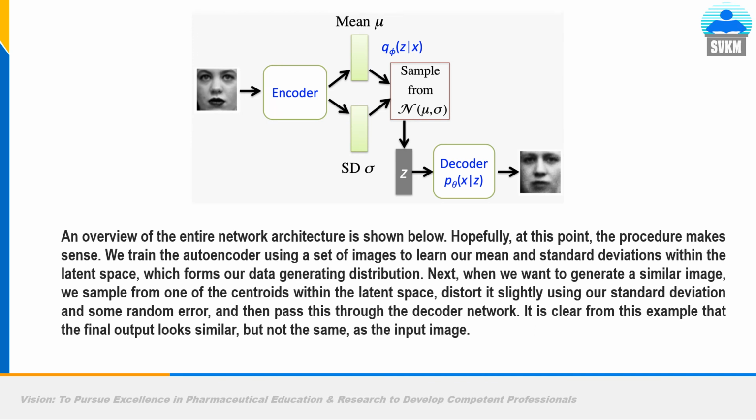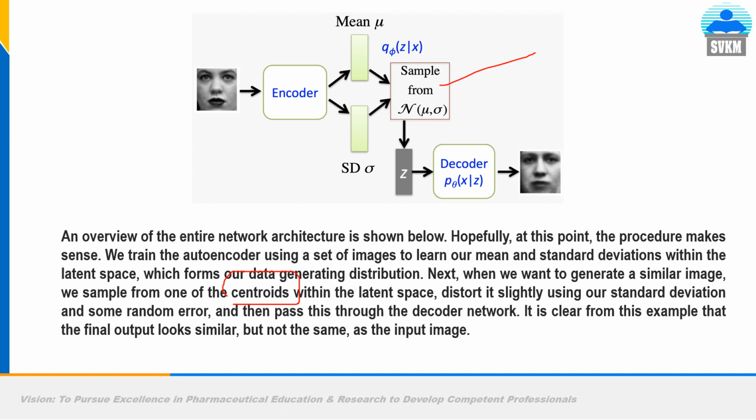Another example, an overview of the entire network architecture is shown here. Hopefully at this point the procedure makes sense. We trained the autoencoder using a set of images to learn our mean and standard deviation within the latent space, which forms our data generating distribution. Next, this is your latent space. When we want to generate a similar image, we sample from one of the centroids.